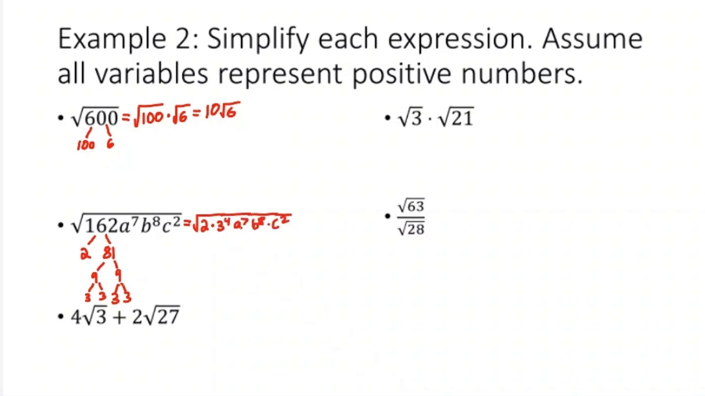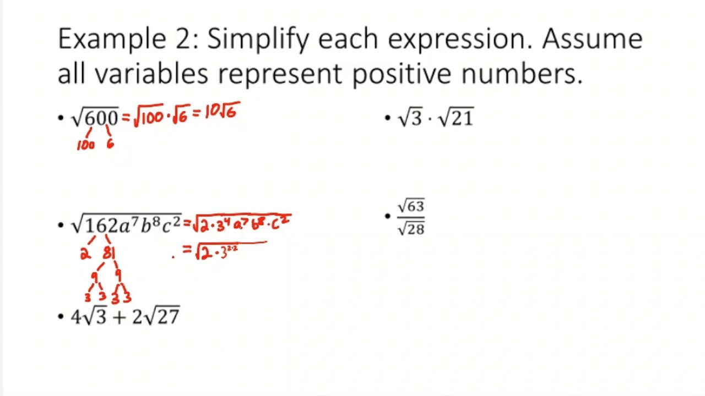So the square root of 162, a to the 7th, b to the 8th, c squared equals the square root of 2 times 3 to the 4th times a to the 7th times b to the 8th times c squared. From there, I'm going to rewrite each factor in the radical, so that way I can use the third property. 2 is just 2 to the first power. There's nothing I can do with that. Since 3 to the 4th has an even power, that's the same as 3 to the 2 times 2.